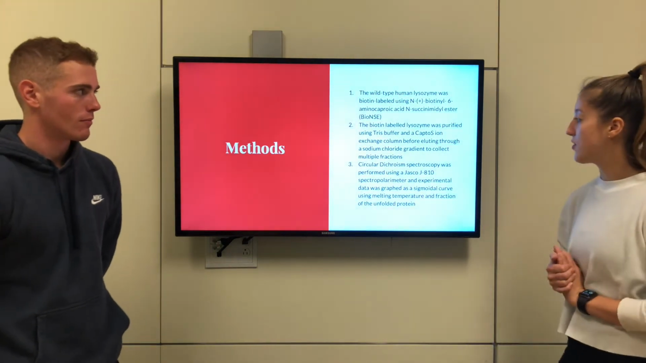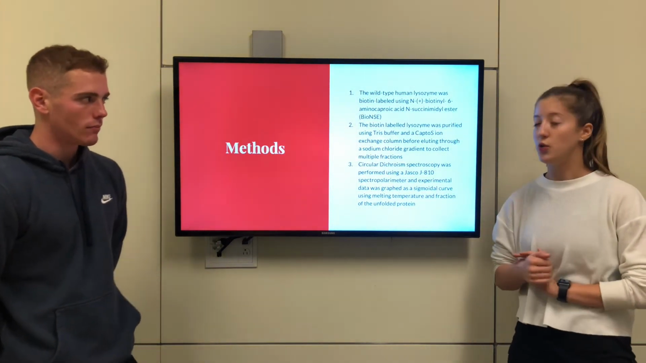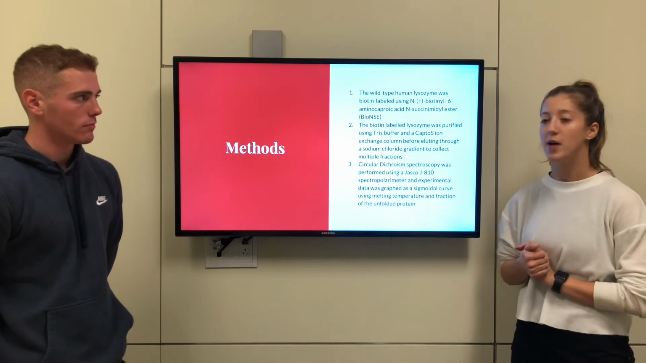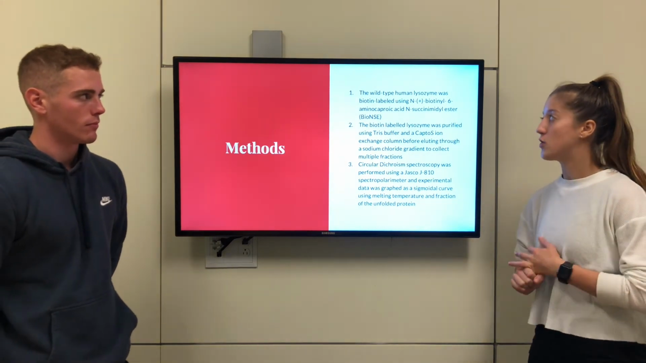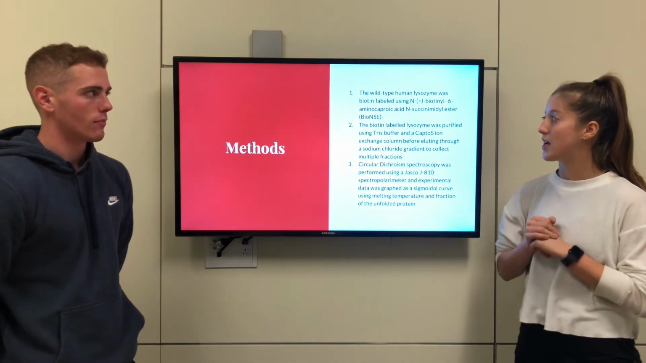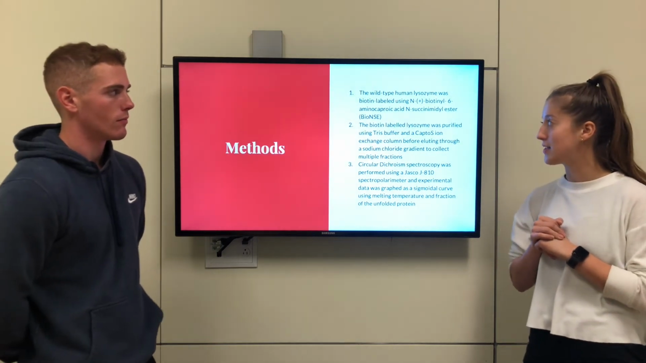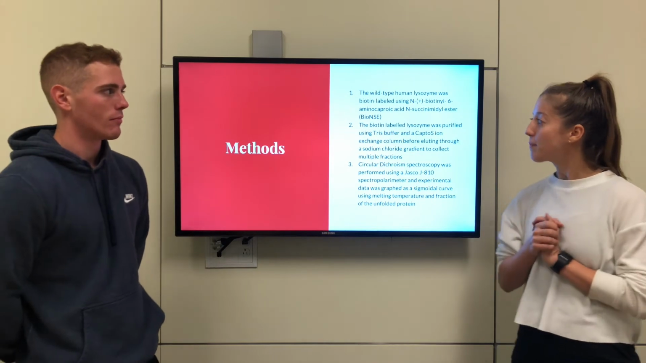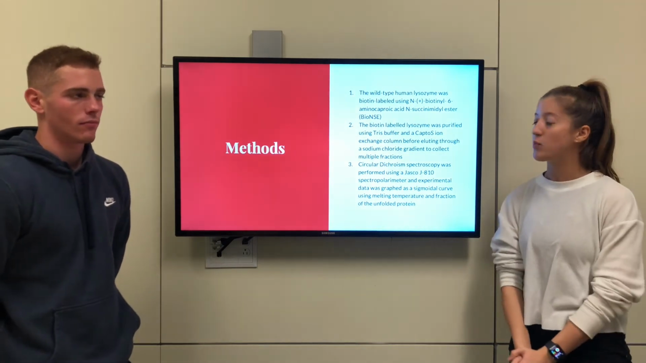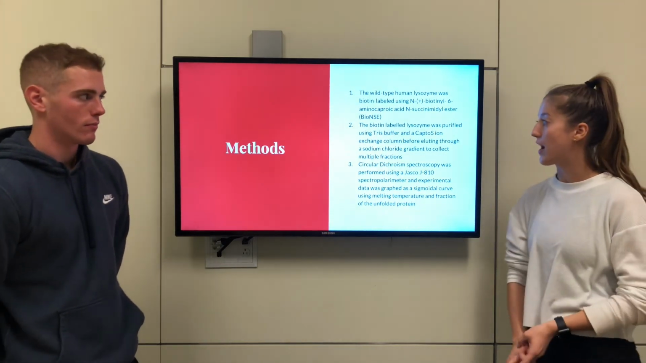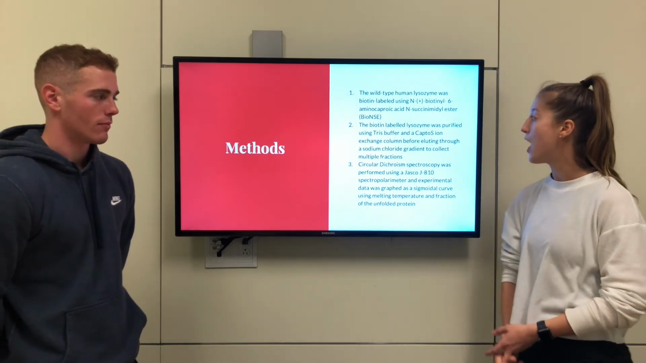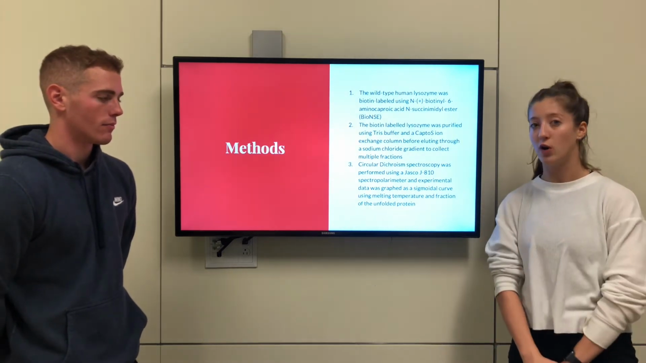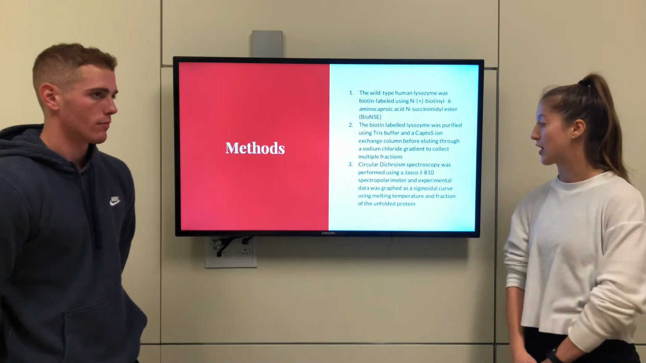So in the methods, the first step they did to label the lysozyme, they took the wild type and biotin labeled it using N-biotinyl-6-aminocaproic acid N-succinimidyl ester, or short bio-NHS. The biotin labeled lysozyme was then purified using a Tris buffer and a Capto-S ion exchange column before it was eluted through a sodium chloride gradient in order to collect multiple fractions.